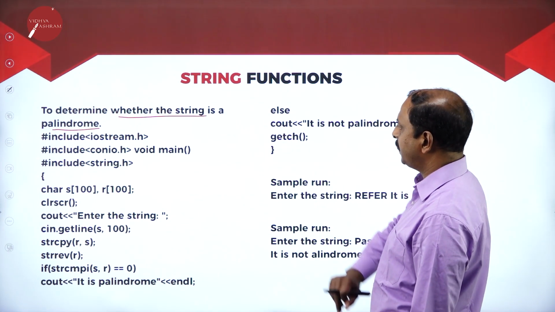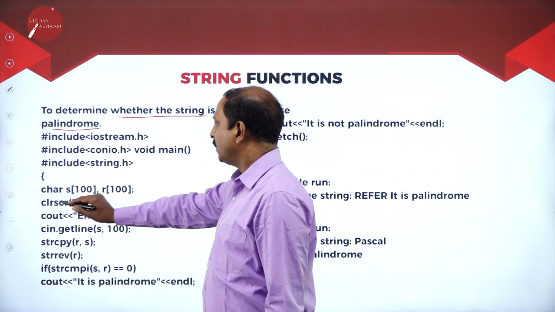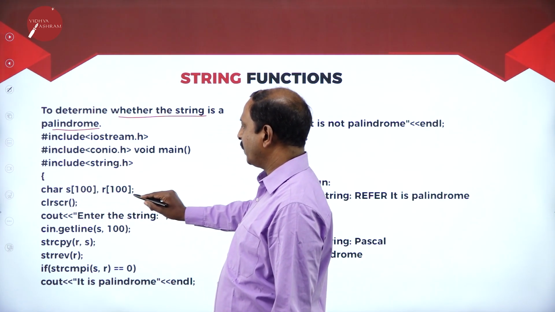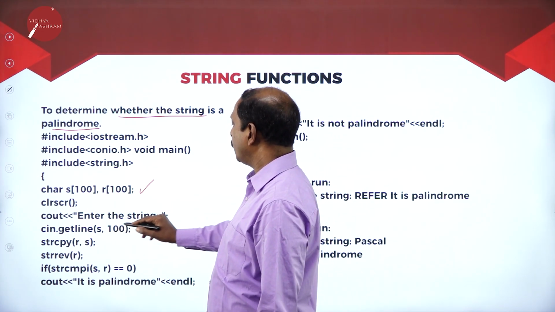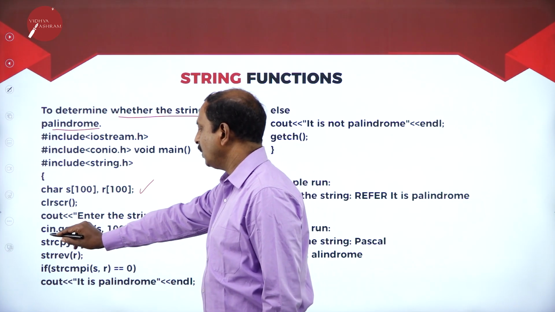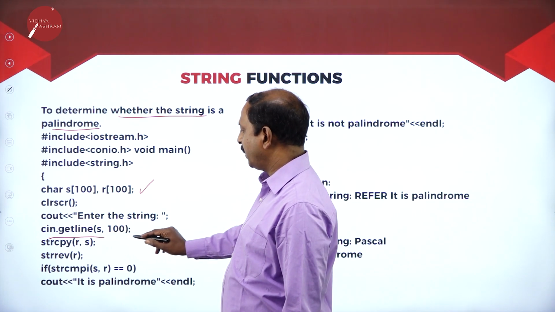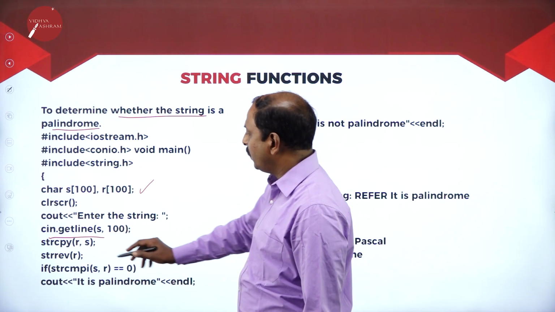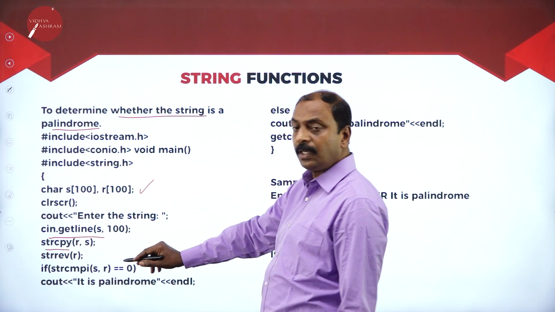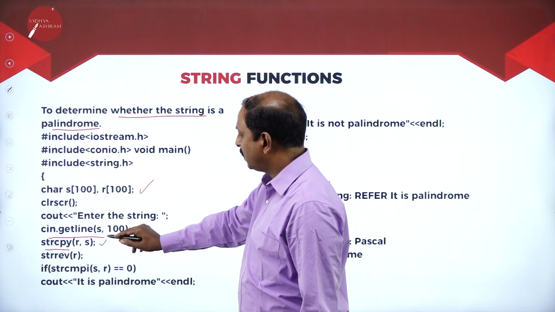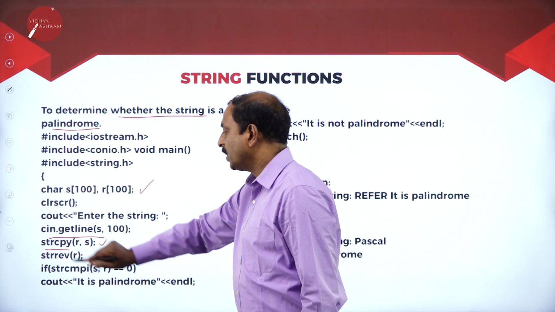So in this example, the program starts with the header file. Then after that, char S[100], R[100]. This is the declaration of strings. Then clear screen, cout, enter the string. And here we are inputting a string using the string function gets, S of 100. We are reading a string. Next, we are going to copy using the string copy function, strcpy(R, S). That means the string S will be copied onto string R. That is the string copy function.